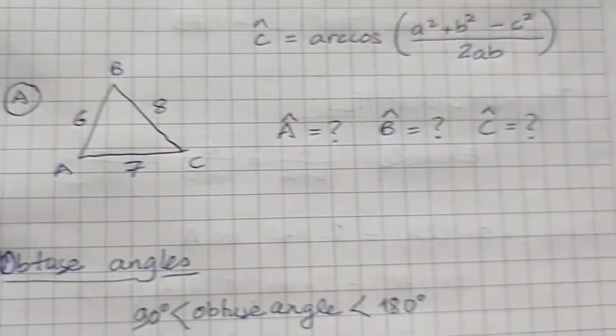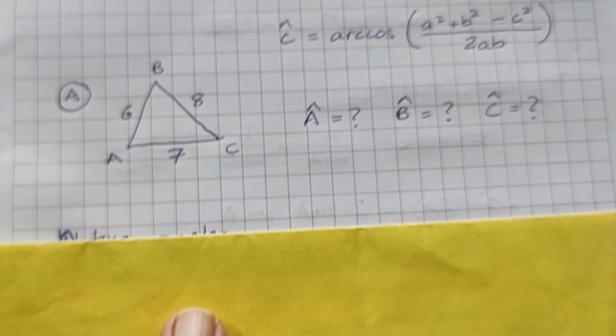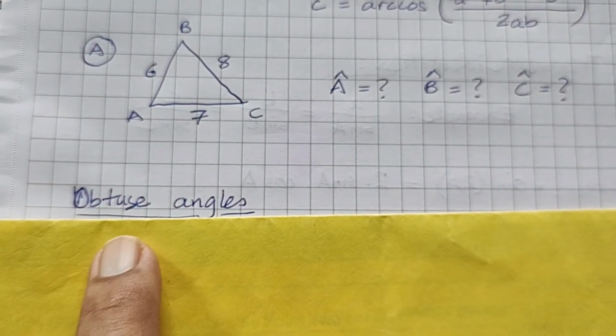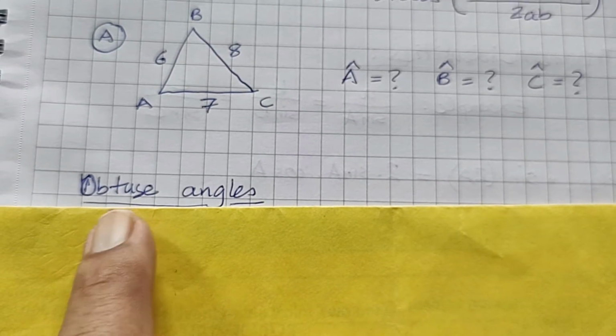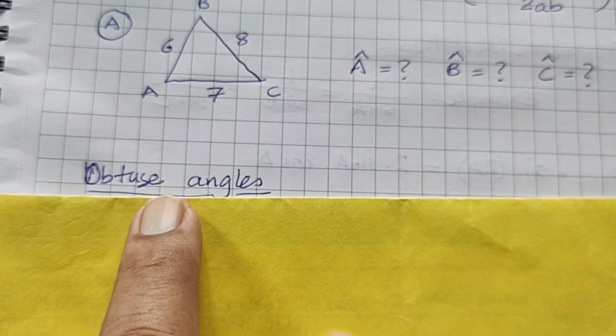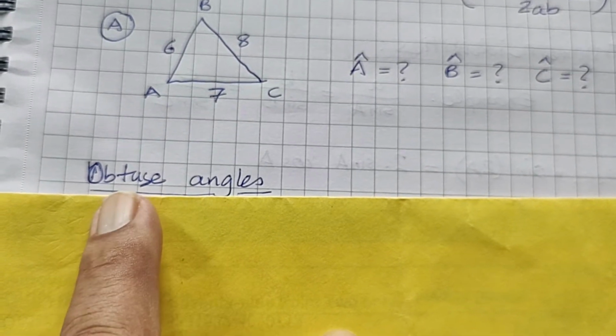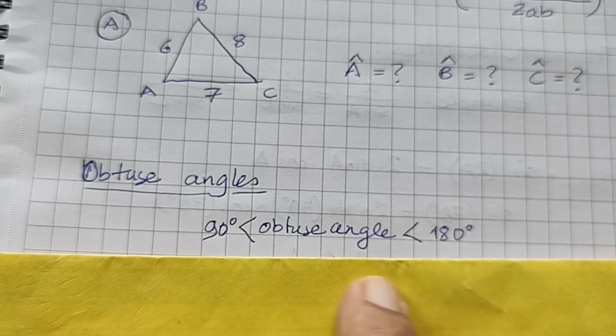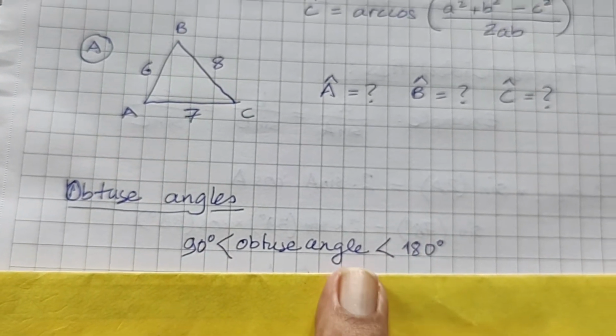Okay, now we come to something that we didn't really cover. Obtuse angles. What are obtuse angles? Obtuse, O-B-T-U-S. Without the e in French, I think that's the way it is. It means an angle which is greater than 90 degrees and less than 180 degrees.